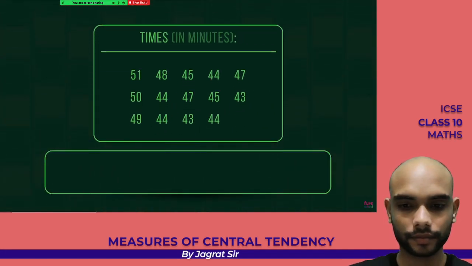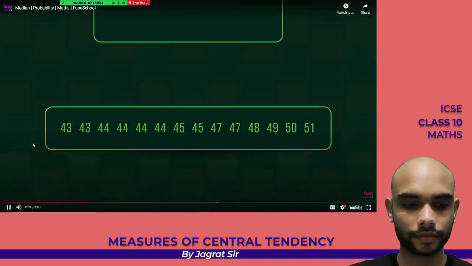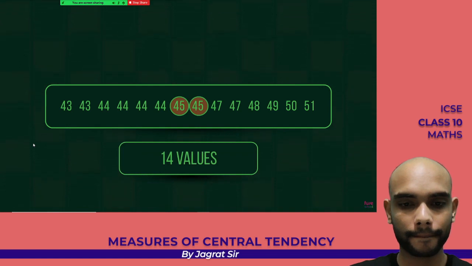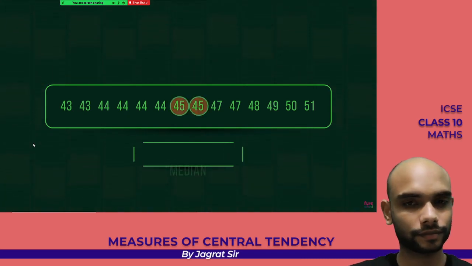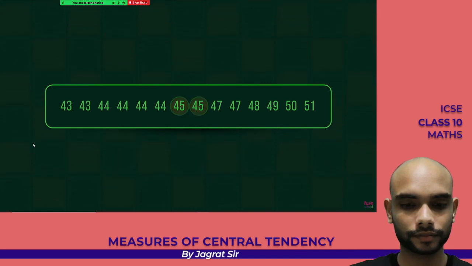To find the median, we rearrange the times into ascending order, so smallest on the left and biggest on the right. The median is the middle value in the set, so we meet at 45. Because we have an even number of values, 14, we end up with 2 values in the middle. So the median is halfway between these two values.